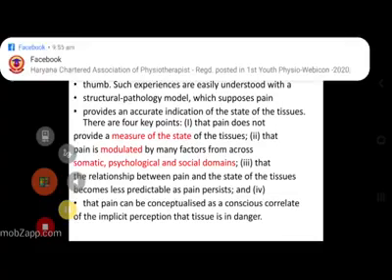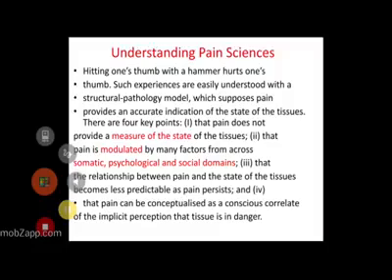Now, to provide an accurate indication of the state of tissues, there are 4 very important key factors. I am sharing a reference from a very unique and important paper of Professor Moseley, which showed us that there are 4 factors when talking about understanding pain sciences. Number 1, pain does not provide a measure of the state of tissues. We don't know what state they are in when they get injured or when they are in pain, because it is a subjective experience and we cannot measure it objectively.